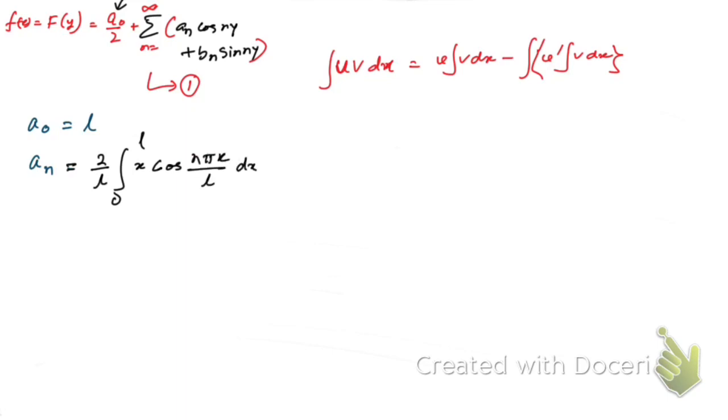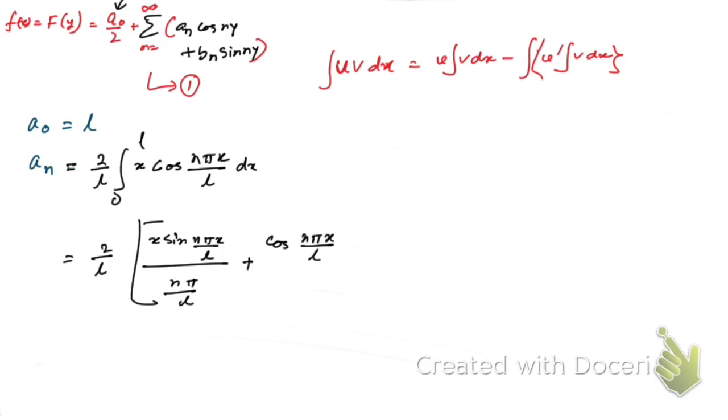If you integrate this, you get (2/L) [x sin(nπx/L) / (nπ/L) plus cos(nπx/L) / (n²π²/L²)]. In order to integrate this, we have used the rule of integration by parts, taking one term as u and the other as v, and applying the formula. This is from 0 to L.